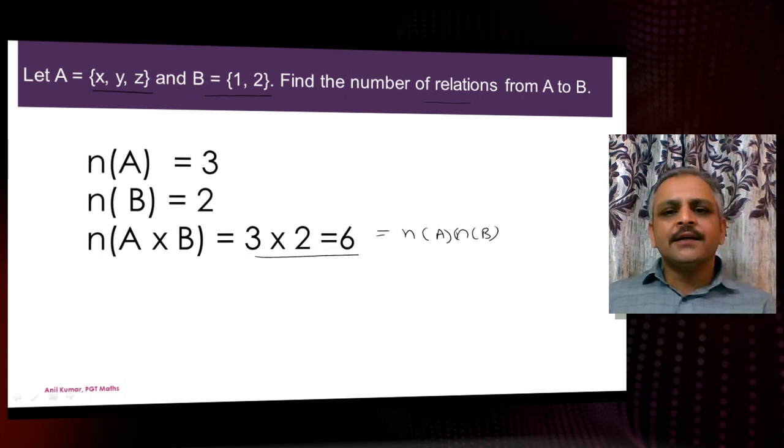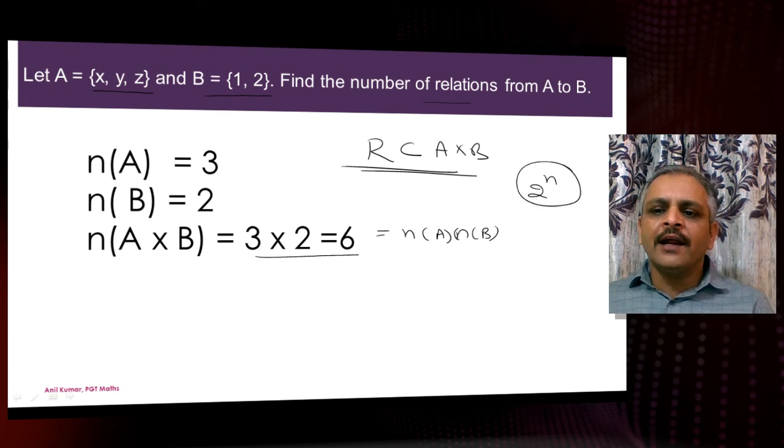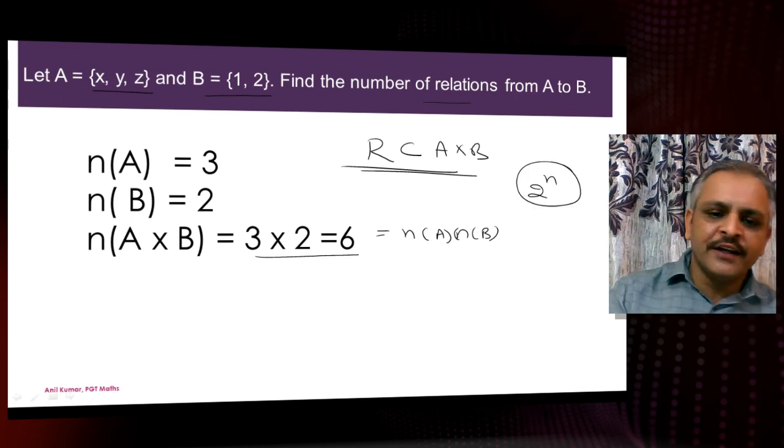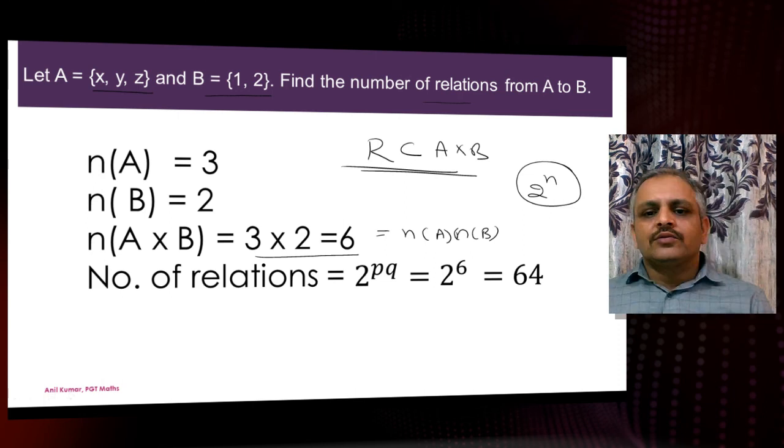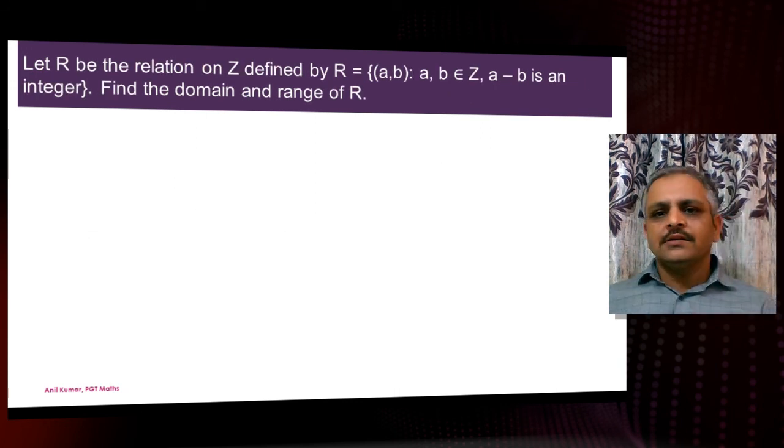So how many subsets? As we know, a relation is a subset of the Cartesian product. How many subsets are possible of a set having n elements? 2 raised to power n. So if it has 6 elements, it will become 2 raised to power 6, that is 64. R is a relation between a and b, where a and b belong to integers and a minus b is an integer. We have to find the domain and range.